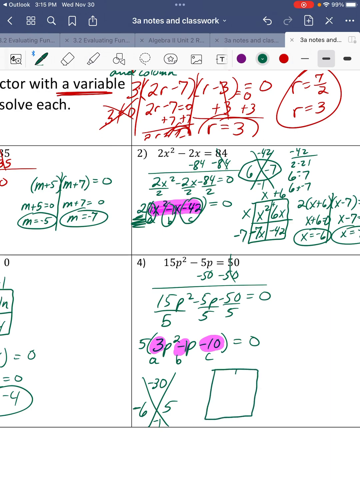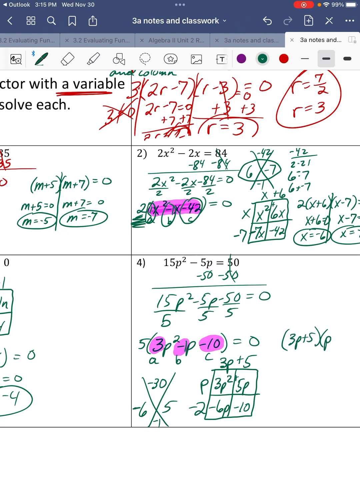So now in the Punnett square I have 3p squared, negative 10, negative 6p, and 5p. Greatest common factor is p, 3p, and 5. The 5 is positive, so plus. 6 is negative, so negative 2. We have 3p plus 5, p minus 2, and let's not forget about the 5.